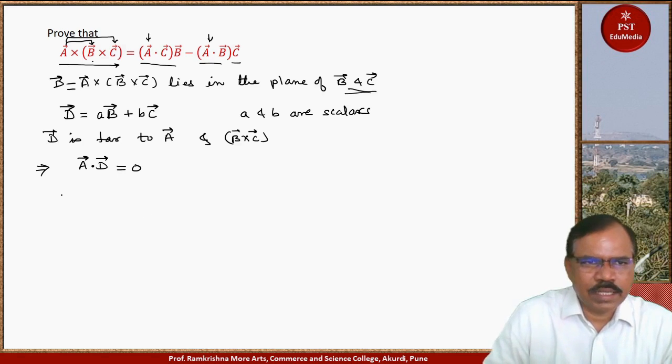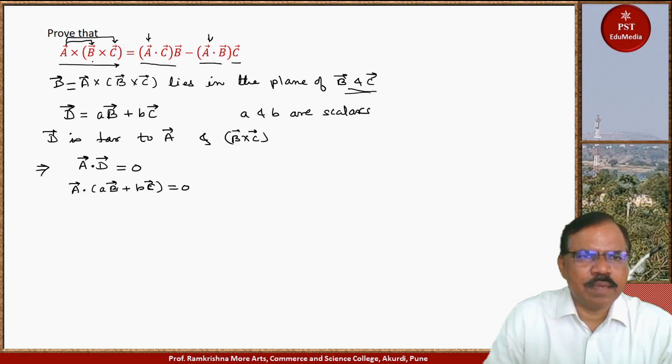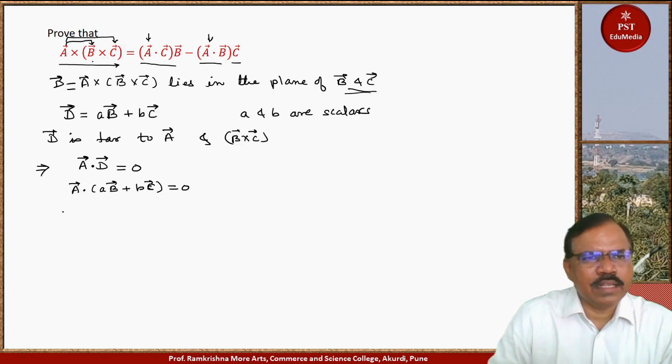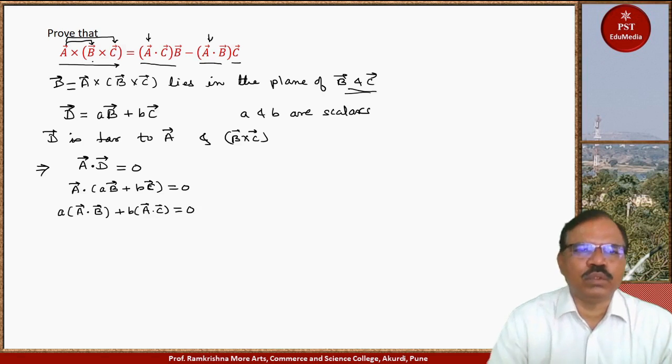So I can write A dot in bracket, A B plus B C, with capital C here, is equal to 0, because it is A B plus B C. A is a scalar, so I can write A dot B plus B, A dot C, and this is equal to 0.